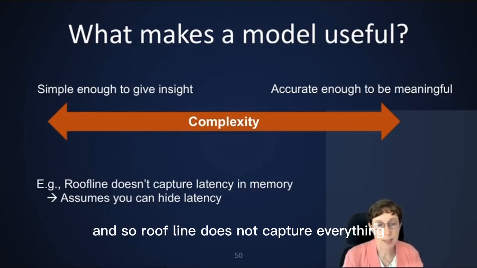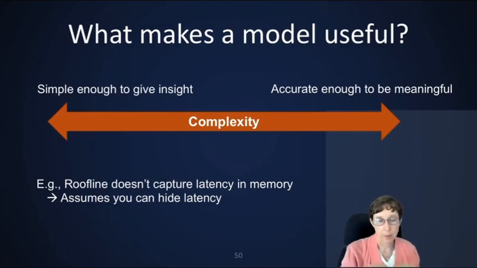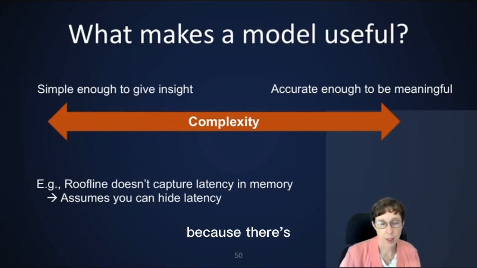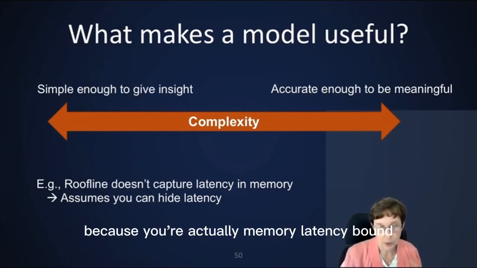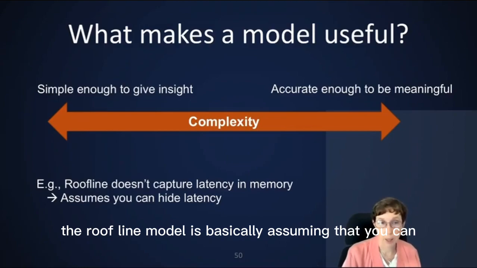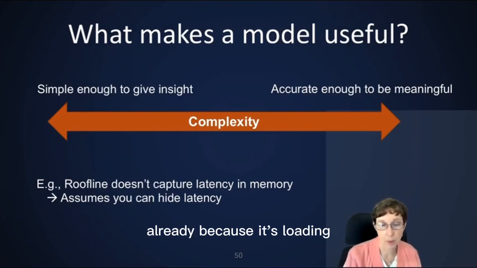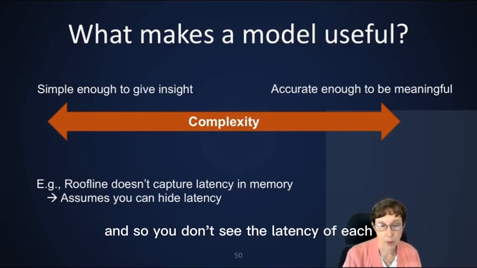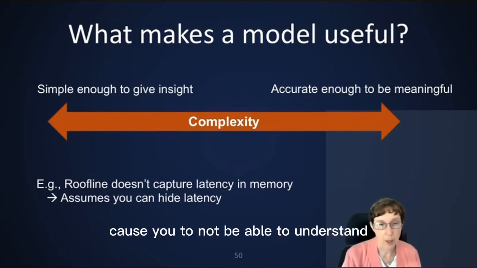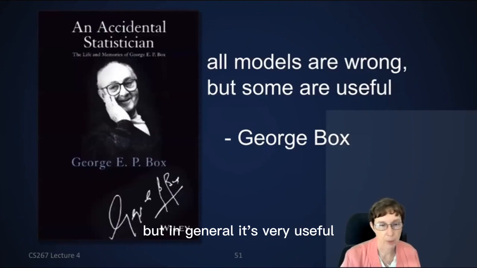And so roofline does not capture everything. It doesn't really capture latency in memory. You'll see some things that will be down below the memory bandwidth peak and not on the computational end, because you're actually memory latency bound, you're jumping through memory, for example. The roofline model is basically assuming that you can hide all the latency with things like prefetch operations, or just what the cache is doing already, because it's loading multiple elements, and so you don't see the latency of each one of those individual elements. So it's a simplifying assumption, and it will sometimes cause you to have to think harder about why you're not going to hit peak, but in general, it's very useful.